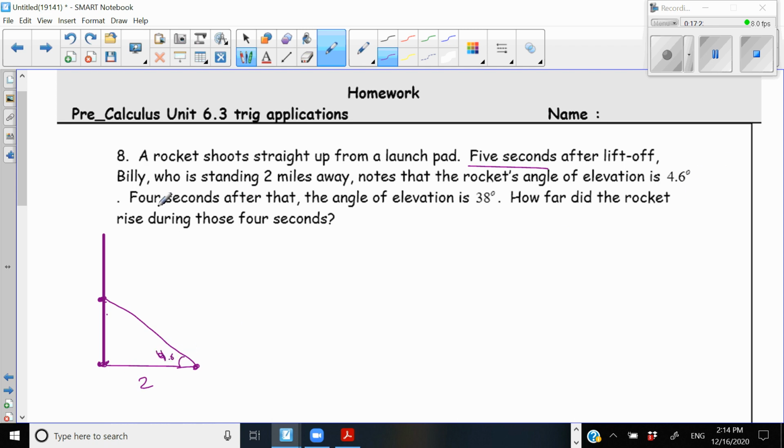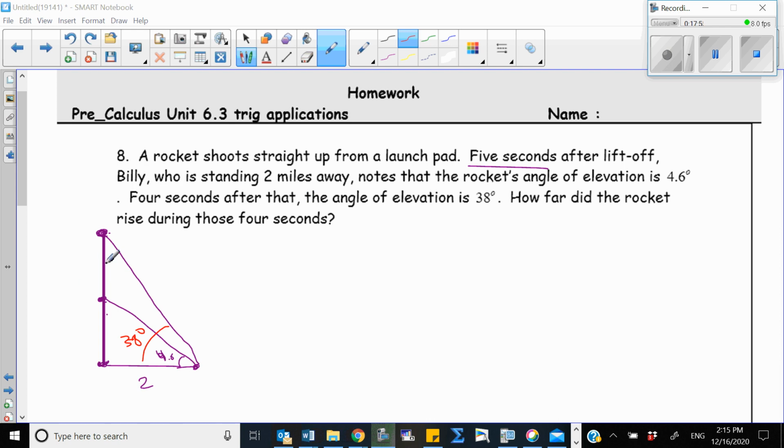Okay. Next, 4 seconds after that, again, he looks at the rocket. The rocket is still going up. So now it's, let's say, for example, at this point. This time, he's trying to look at the rocket, and now he needs to make an angle of 38 degrees to see the rocket. So this time the angle of elevation is 38 degrees. Now it's asking how far did the rocket rise during those 4 seconds. So basically we are looking for this distance.